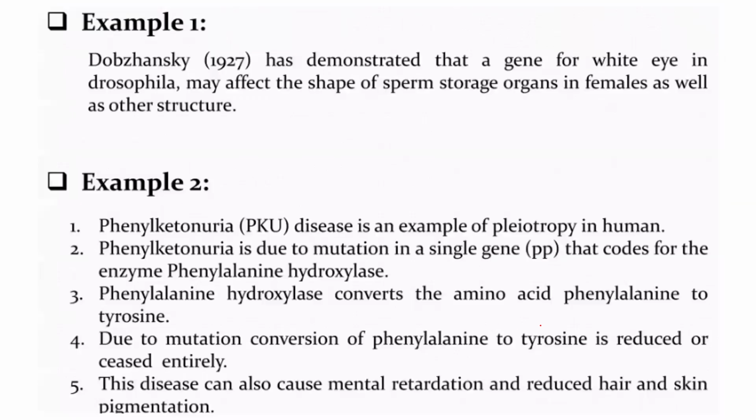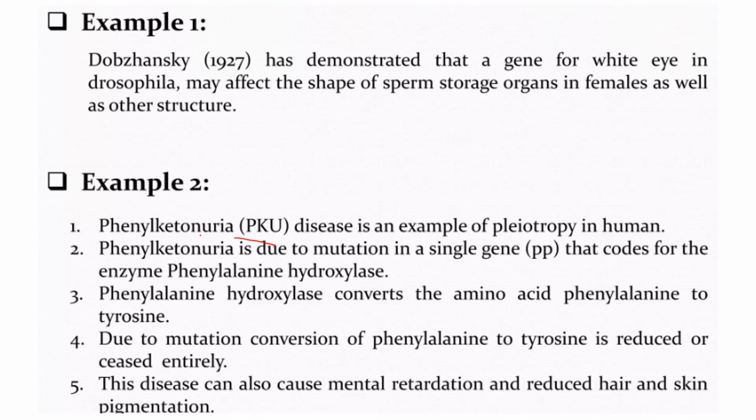All right. So let's give you some examples now. Dobzhansky in 1927 demonstrated that a gene for white eyes in Drosophila may affect the shape of the sperm storage organ in females, as well as other structures. So the gene for eye color affects the reproductive structures as well.